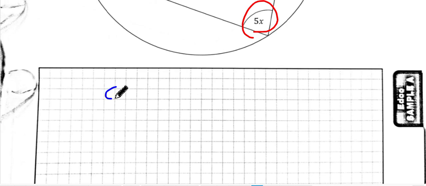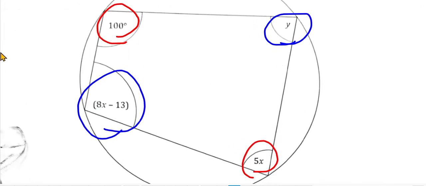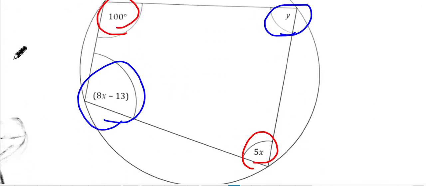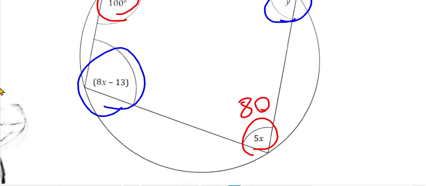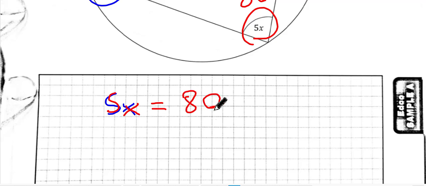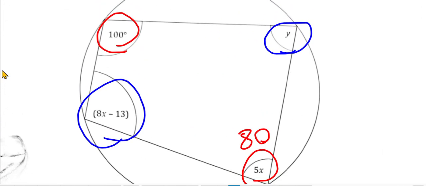Alright guys. Most of you got the red equation, you've got 5x equals, what was it? 20. Now, if that's 100, this has to be 80. The two red angles have to add up to 180. So 5x equals 80. 80 divided by 5? 16.